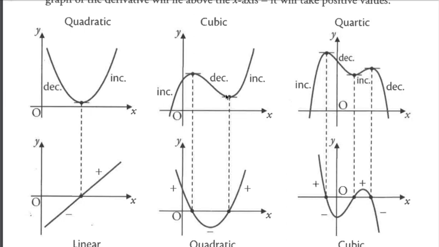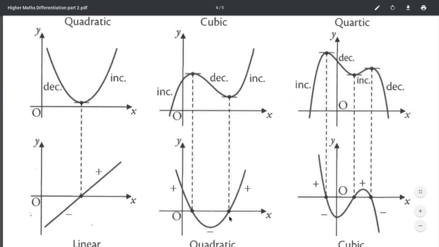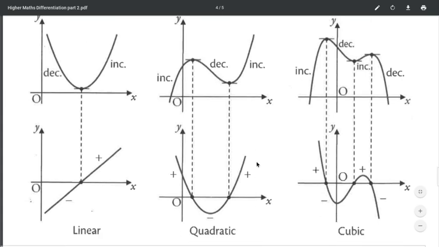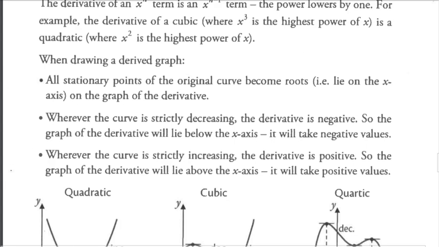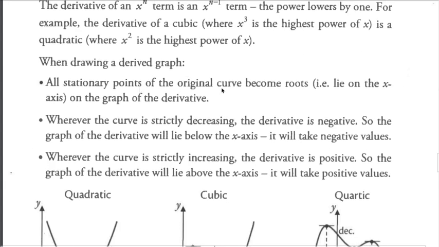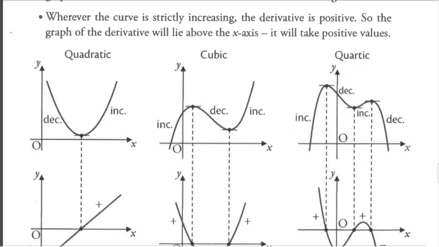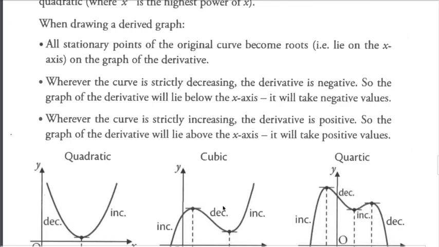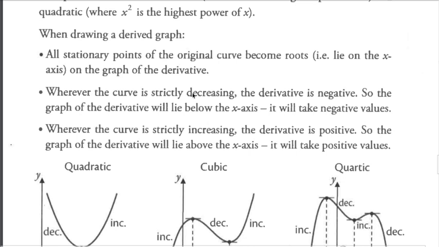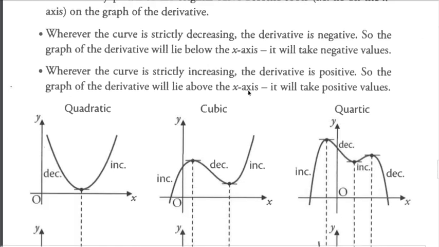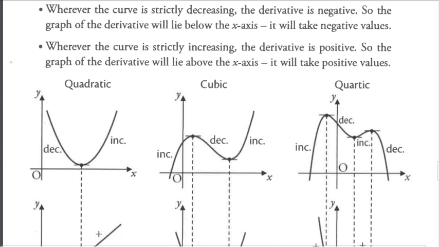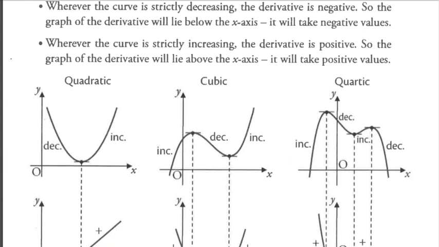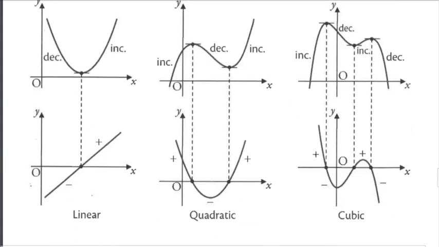So wherever this is decreasing, this must be below the x-axis. And again, afterwards it's increasing, so it needs to be above the x-axis here. So that is what this part means. So all stationary points of the original curve become roots. A stationary point will be a root on the graph of the derivative. Wherever the curve is strictly decreasing, in other words going down, it has a negative gradient, the derivative is negative, so the graph of the derivative will lie below the x-axis.